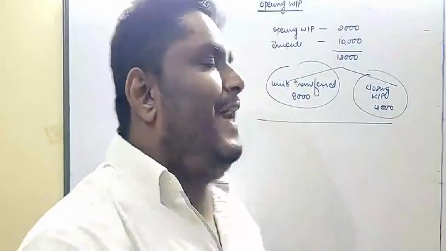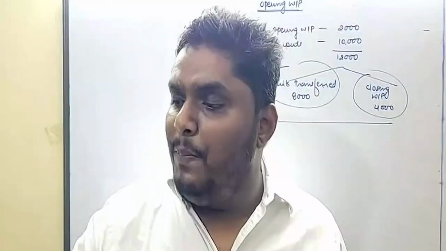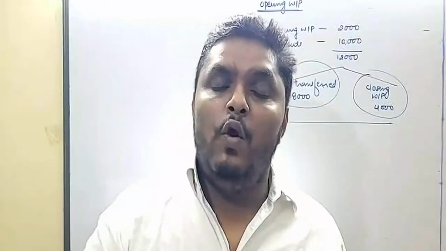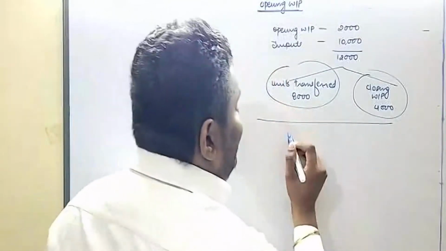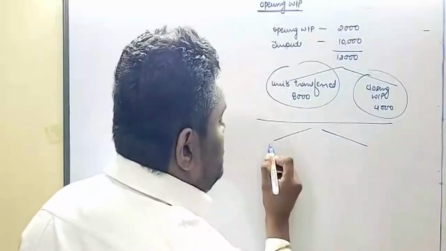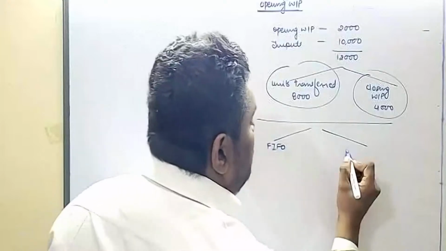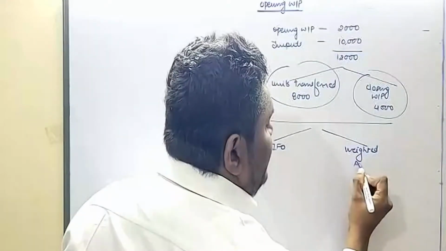When talking about the valuation of units transferred and closing work in progress, when opening work in progress is given in the question, two approaches are possible. The first one is FIFO and the second one is weighted average.